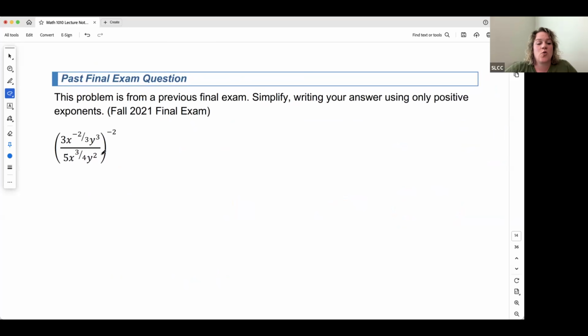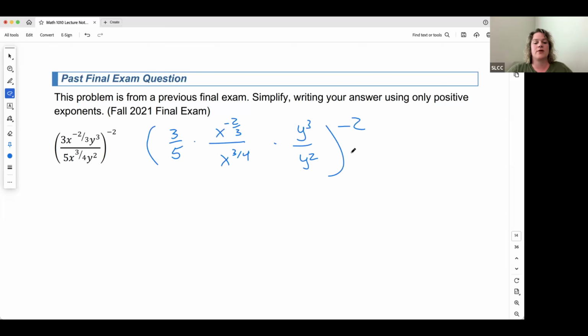Simplify. So once again, if you have a mess, clean up what's in the parentheses first. I notice 3 and 5. Nothing to do to simplify that. Then I have x to the negative 2/3 over x to the 3/4. We'll simplify that in a second. And then I have y cubed over y squared. So all these pieces are multiplied together, raised to the negative second power.